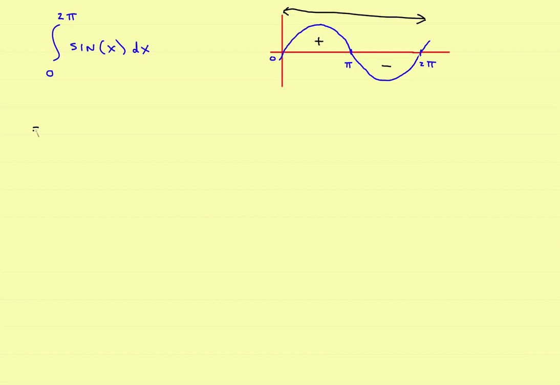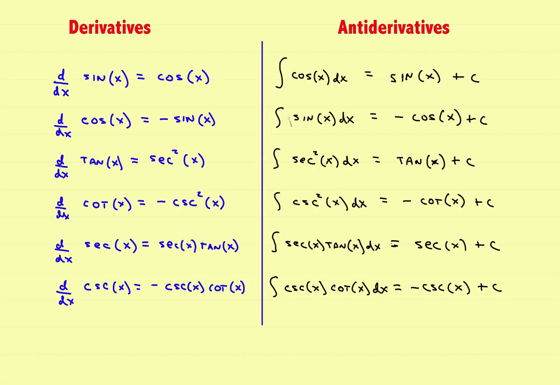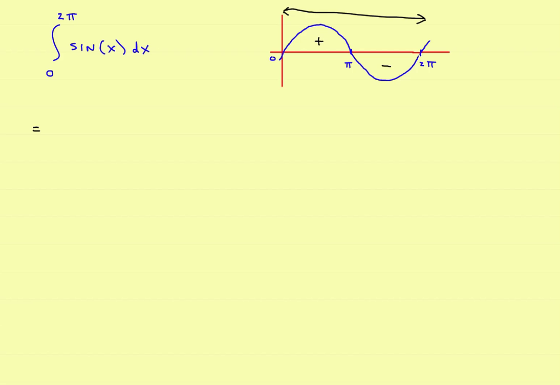So the first step here is to find the antiderivative of the sine of x. Now let's go back to our table, and you can look at this. The antiderivative of the sine of x is the negative of the cosine of x. So with that in mind, let's do the following. The antiderivative of the sine of x would be the negative of the cosine of x, and we want to evaluate this from 0 to 2 pi.